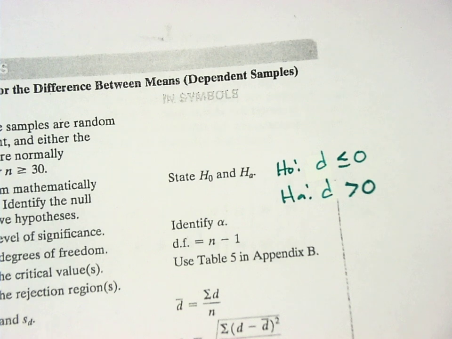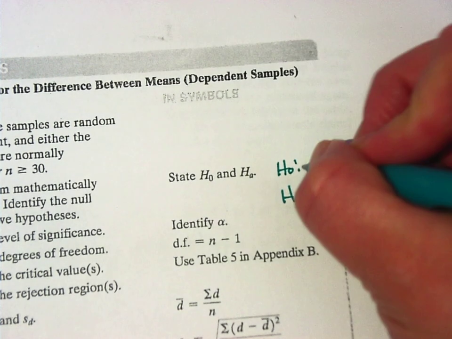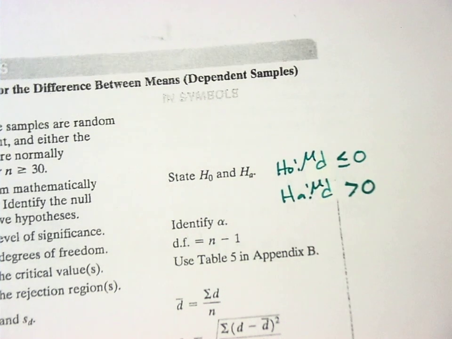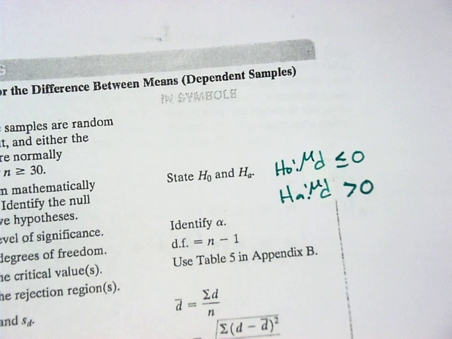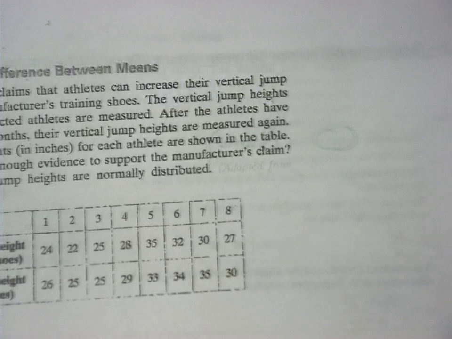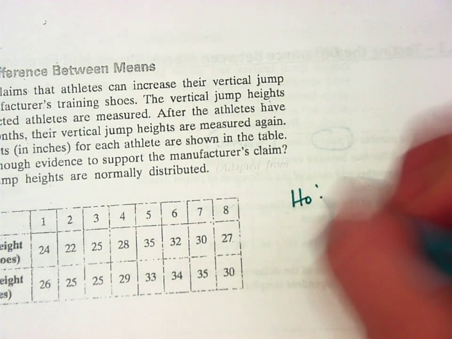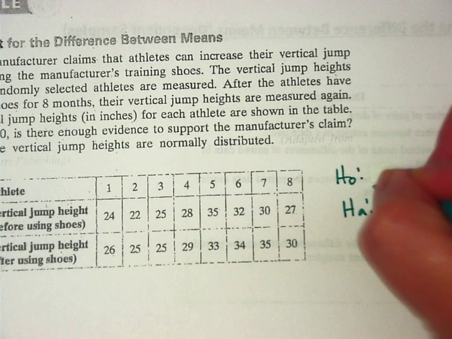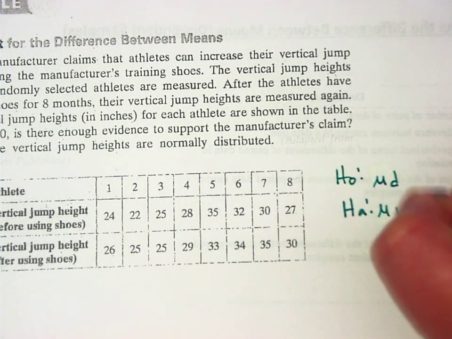Well, they called it mu sub d. I guess that makes sense. So mu sub d, mu sub d, the difference. All right, so I'm going to write it right here. H sub o, H sub a. Should I flip this? There we go. Mu sub d and mu sub d.